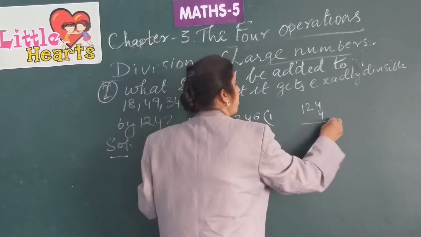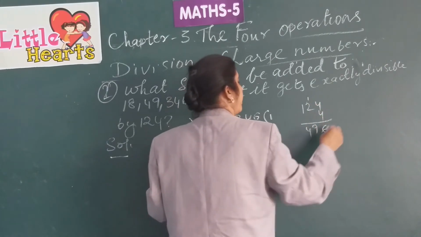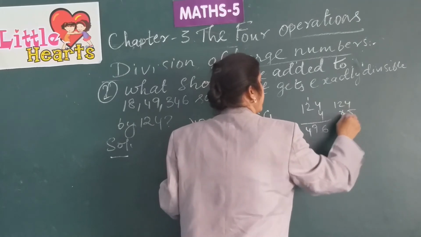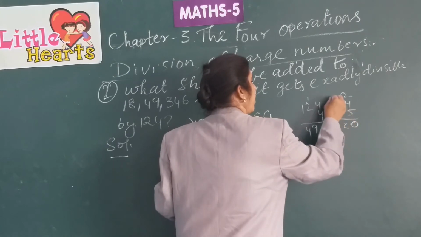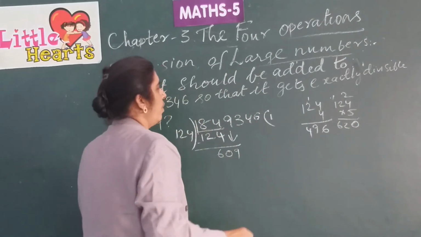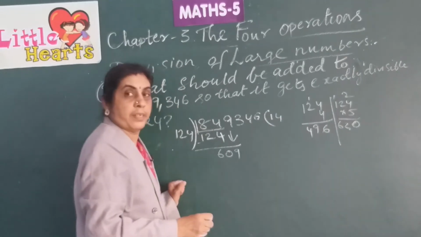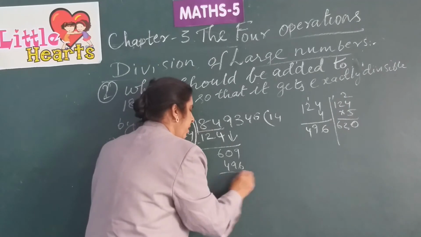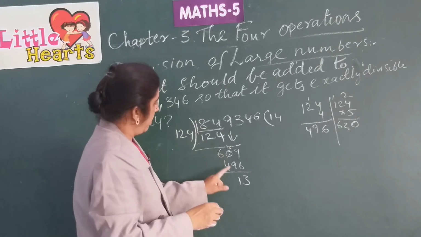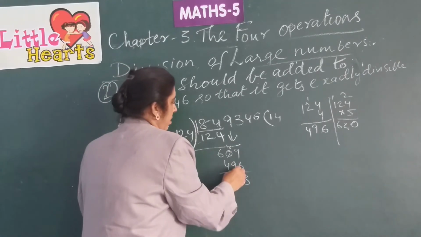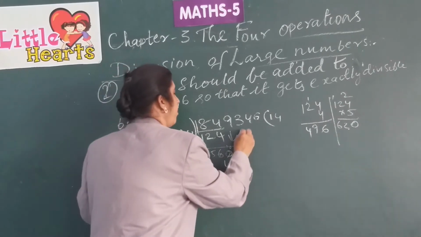124 fours are: 4 fours are 16, 4 twos are 8, 9, 4 ones are 4, 496. 124 fives are 20, 5 twos are 10, 12, 5 ones are 5, 6, 620. So, as 620 is greater than this, we shall go with 124 fours, 496. 9 minus 6 is 3, 10 minus 9 is 1, 5 minus 4 is 1. Bring down 3.